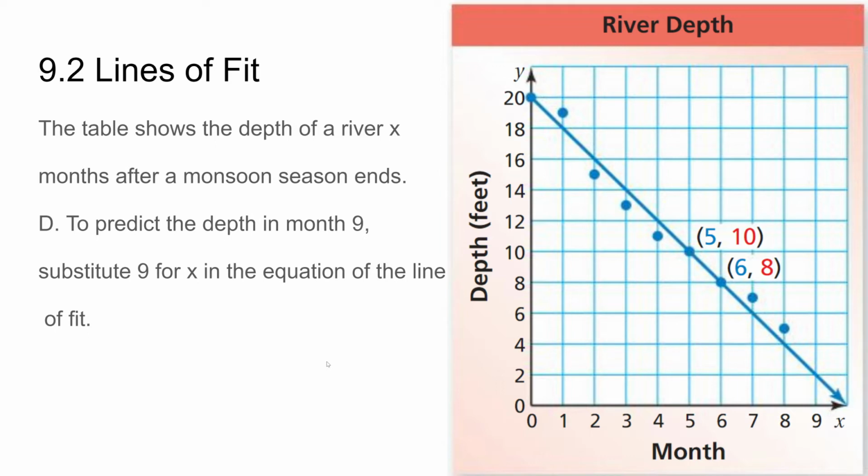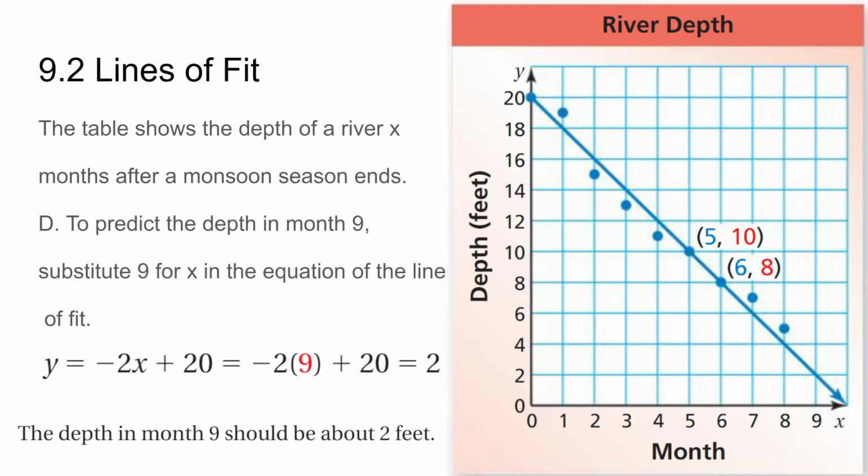Now, another way we can do it is we can also use the equation that we wrote and plug 9 into the equation. And when we do that, we get negative 2 times 9 plus 20. Negative 2 times 9 is negative 18. Add 20 to that, you get 2. So that shows us that at month 9, we would be at 2 feet. So you can either use the equation to figure it out, or you can just look at the graph.